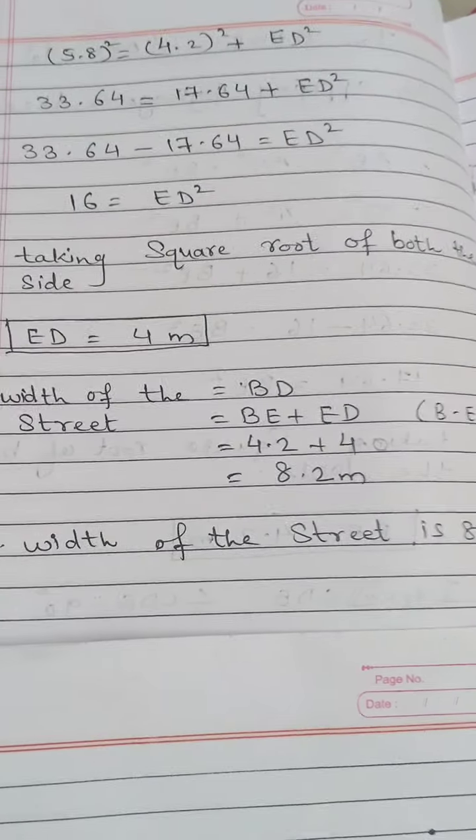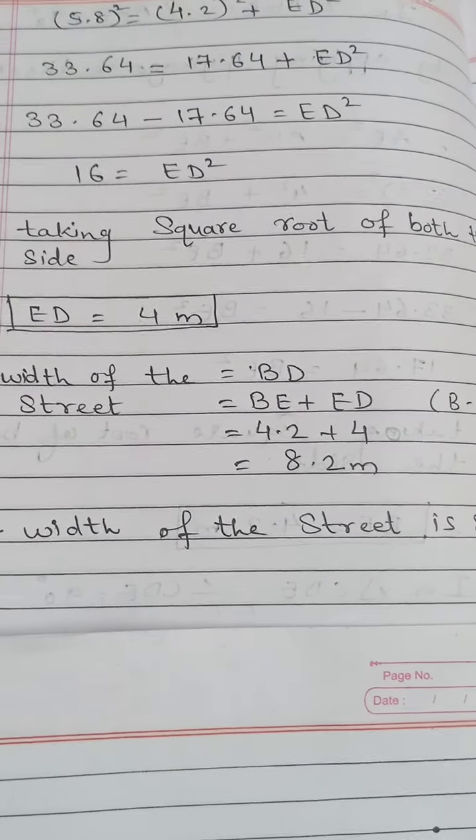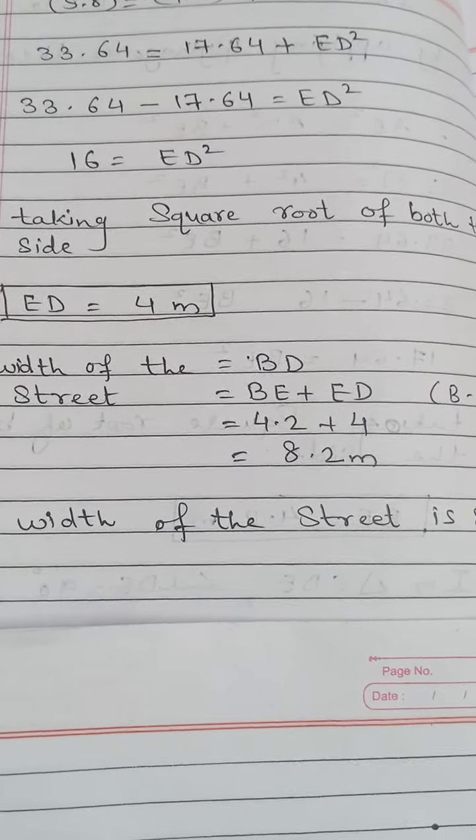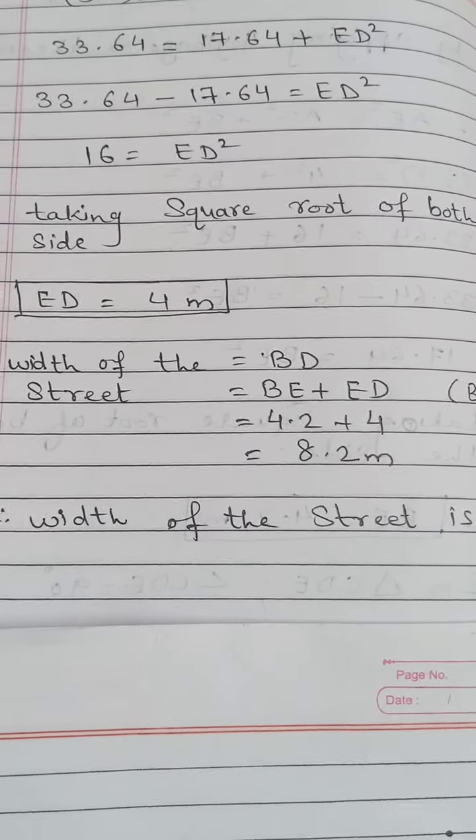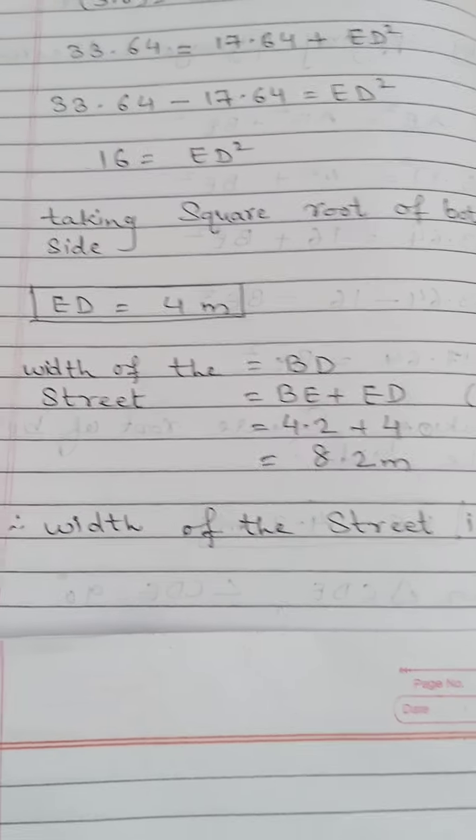So in this way we have completed our last question of the practice set as well as the last question of chapter number 2. So we have completed our chapter number 2, Pythagoras theorem.